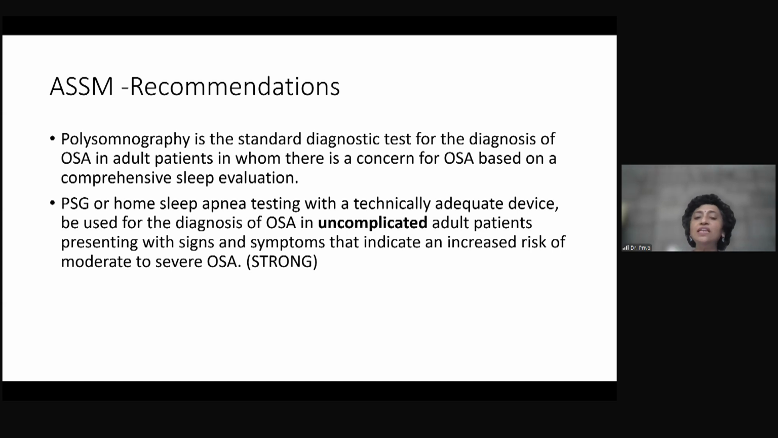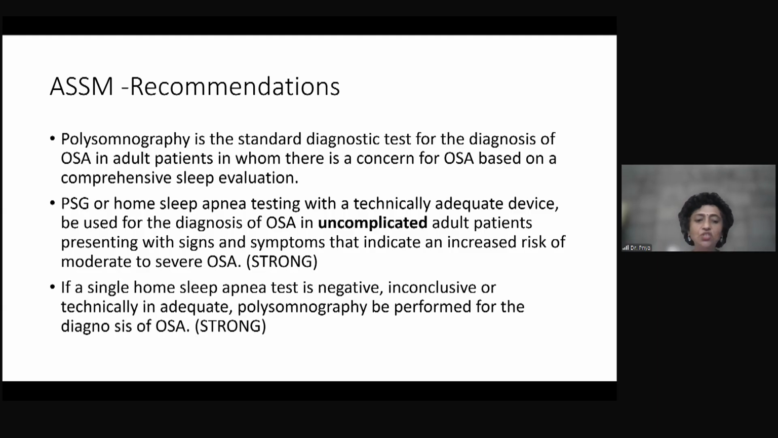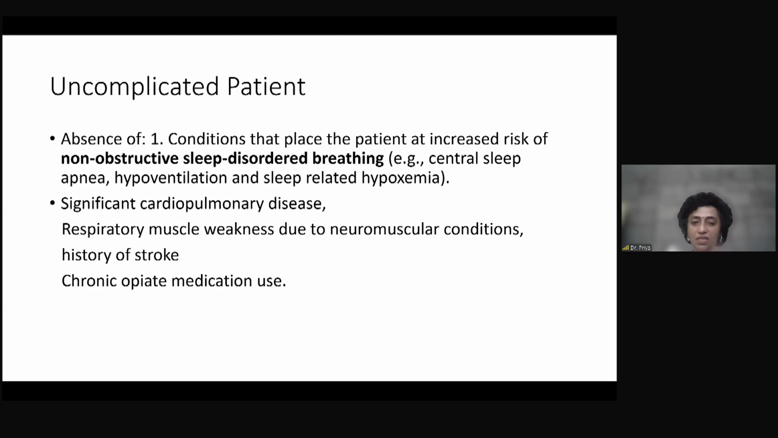So in an uncomplicated patient, we can do a home sleep apnea testing. What does an uncomplicated adult patient mean? An uncomplicated patient who has very classical symptoms and signs of OSA. If a single night is negative, we may have to repeat it if the diagnosis of OSA is strong. Uncomplicated also means the patient doesn't have any increased risk of other sleep-related breathing disorders like central sleep apnea, hypoventilation, or sleep-related hypoxia.